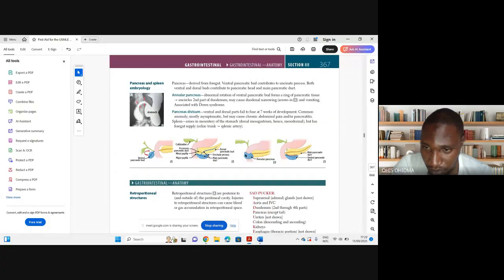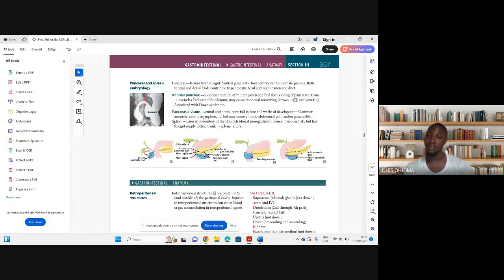What basically happens in pancreas divisum is that these two are supposed to, you can see that this one was here, this one was here. This one is supposed to come and join this one here, and their ducts are supposed to fuse and form the common pancreatic duct, right? But you can see right here that these two structures do not fuse. And so the two ducts do not form the common pancreatic duct.